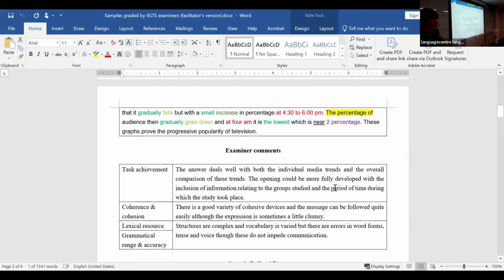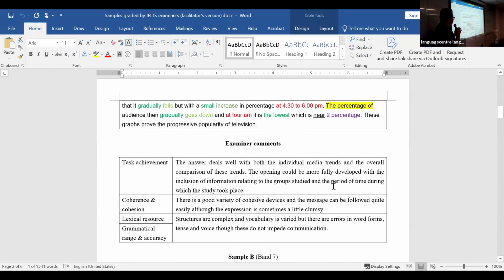The whole piece of writing scored a band 7, and I attached the examiner comments for you to read later, right? Of course, there are some strengths and weaknesses, and to be honest, in the examiner comments, the examiner also pointed out some misused words, although there is indeed a variety of structures and vocabulary.